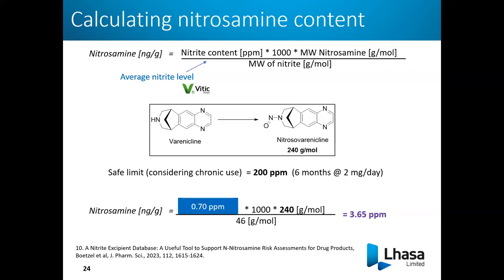So if we plugged the relevant numbers into the equation, this would allow us to calculate the estimated amount of nitrosamines formed per gram of formulation. It's probably worth saying that this would be a conservative estimate. In this illustrative example, we would get 3.65 ppm, well below the 200 ppm safe limit. So these types of assessments can then be used to help support and direct the next steps and the necessary action that might need to be taken.